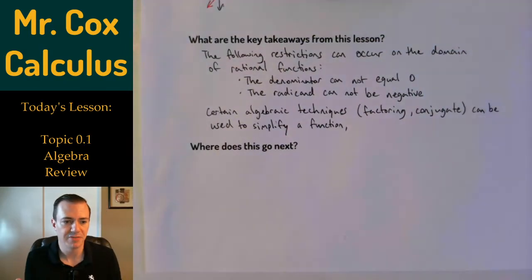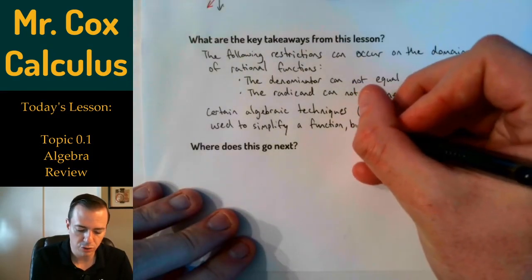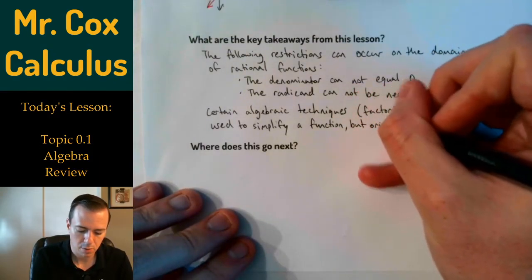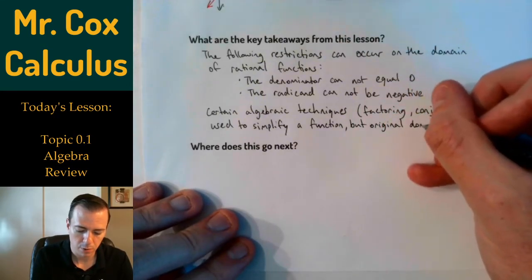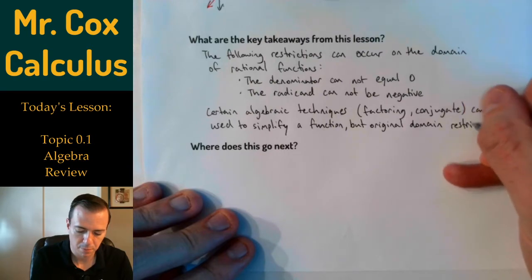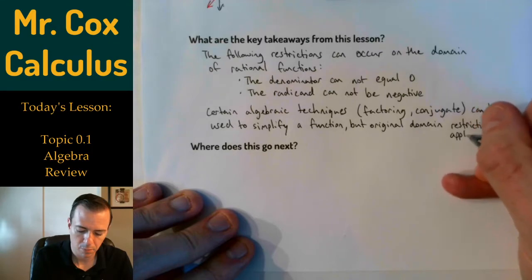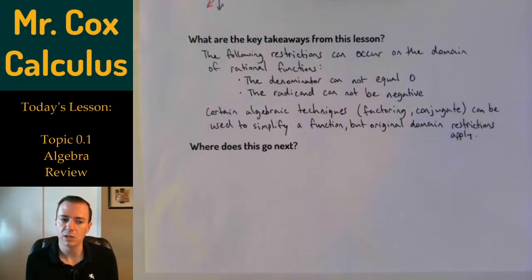So we can simplify a rational function, but one of the key takeaways to really arm yourself with here is that the original domain restrictions still apply. If you excluded a value from your domain at the beginning, it doesn't get to come back just because maybe it was something that got divided out. It still is a restriction that applies.